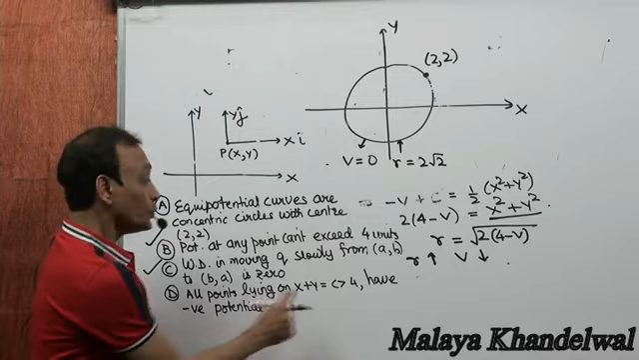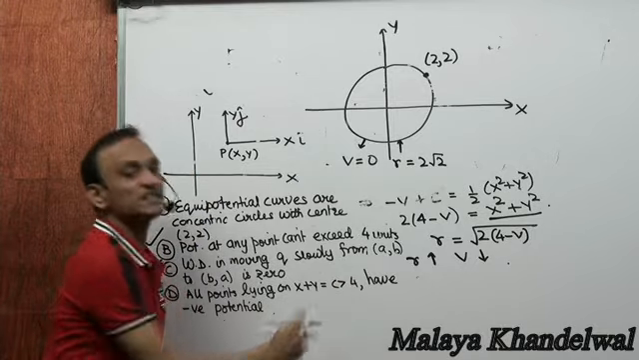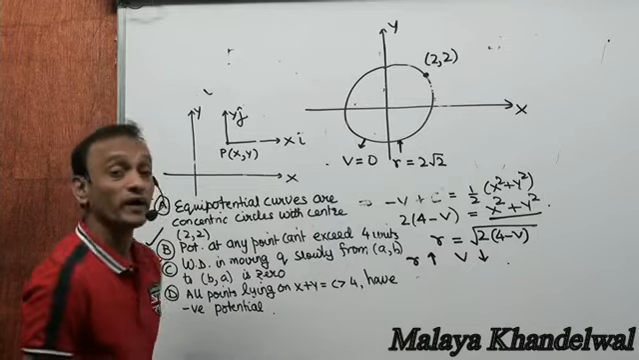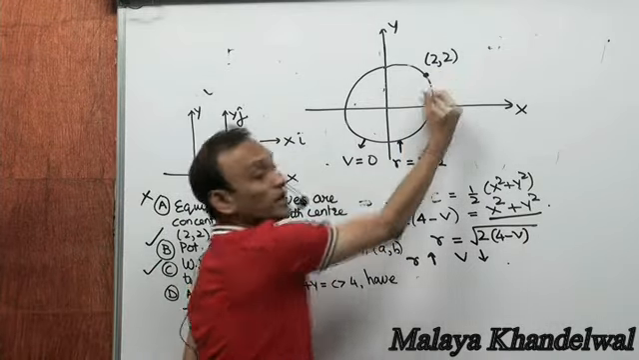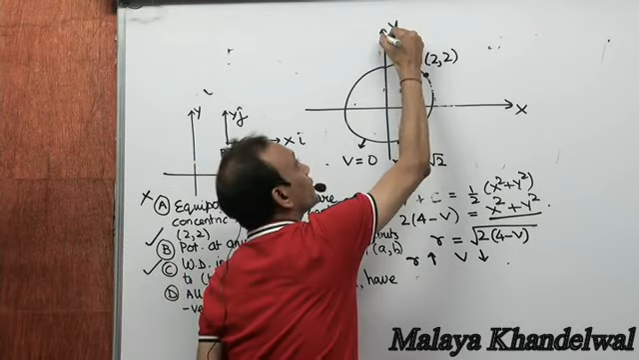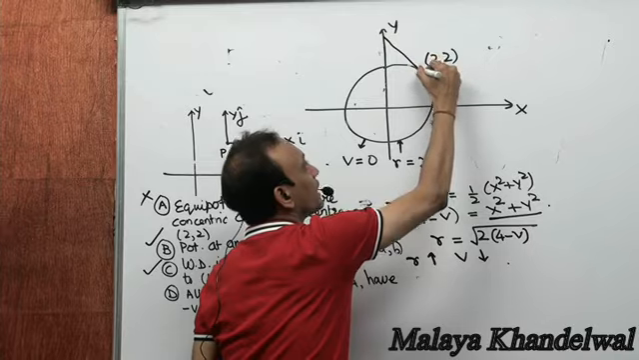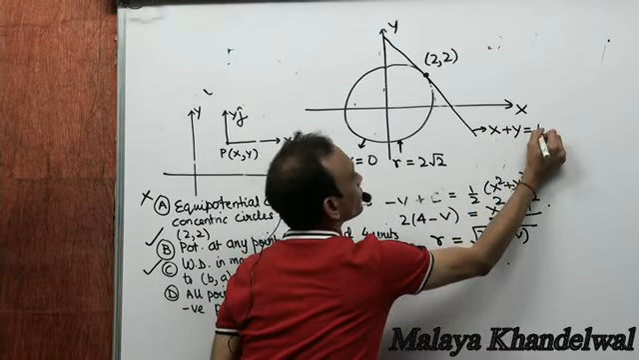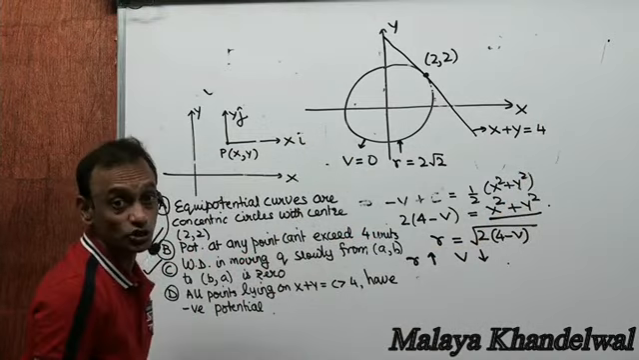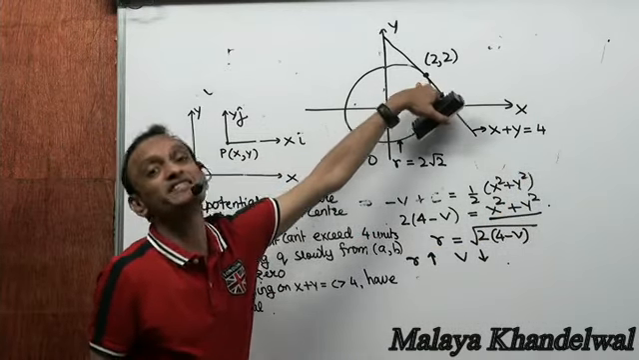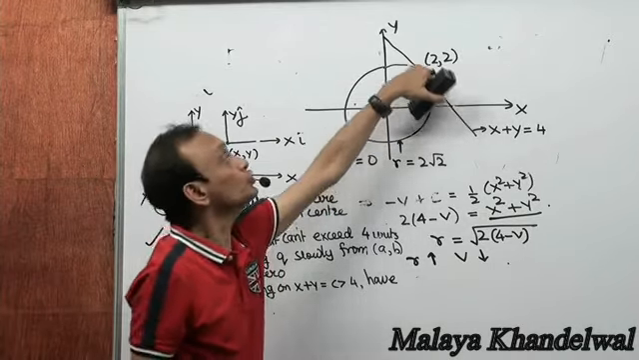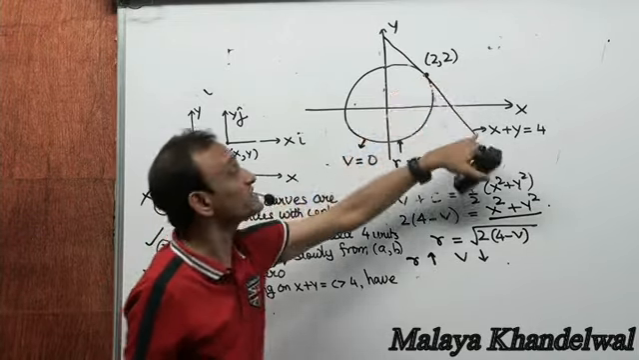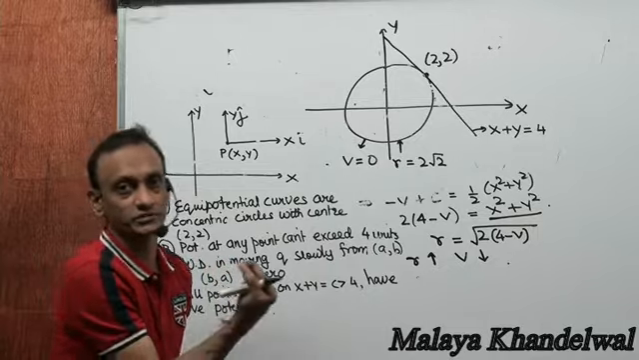Now, we are talking of a line x plus y equal to c, where c is greater than 4. Let me look at a line x plus y equal to 4. Now, x plus y equal to 4 would be a line passing through 2, 2. Yes or no? This is a line, x plus y equal to 4, passing through 2, 2 and is tangential to this circle centered at 0, 0 and passing through 2, 2. It's a tangent to this circle with 0 potential, right?